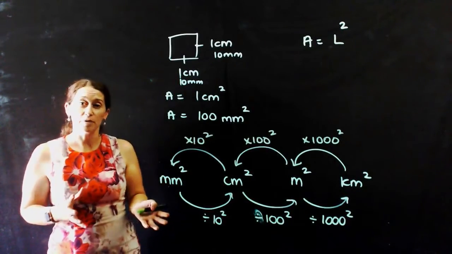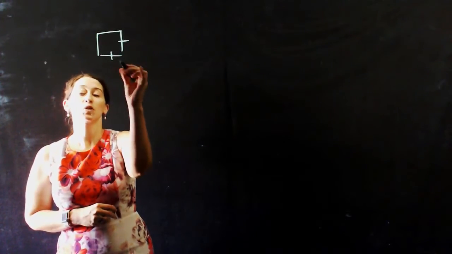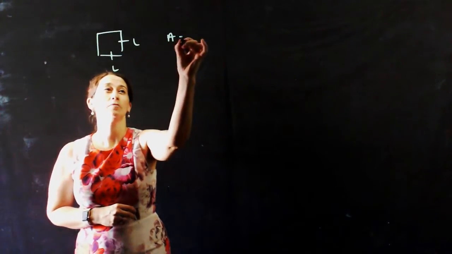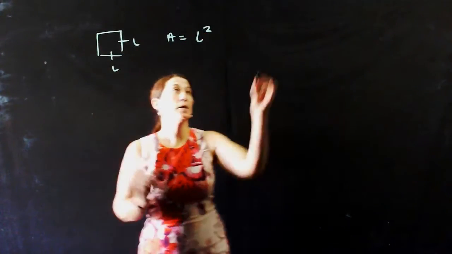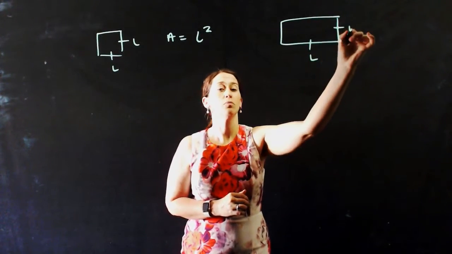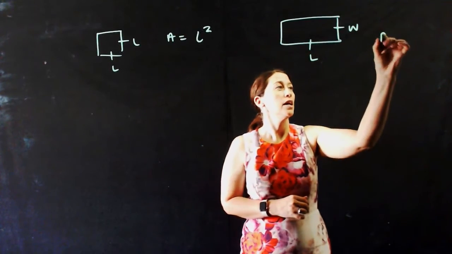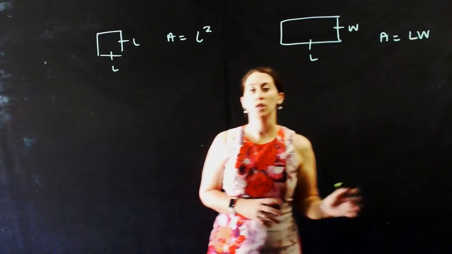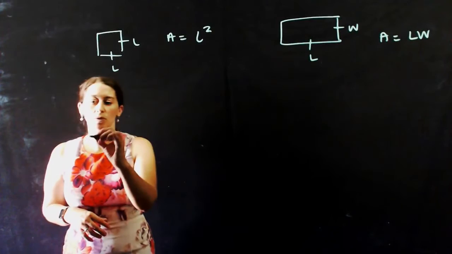I might just clear some space. Now we've already noted that the area of a square is its length squared. Similarly, if we talk about the rectangle, the area of a rectangle is its length multiplied by its width. Area equals LW. Let's talk about a triangle.